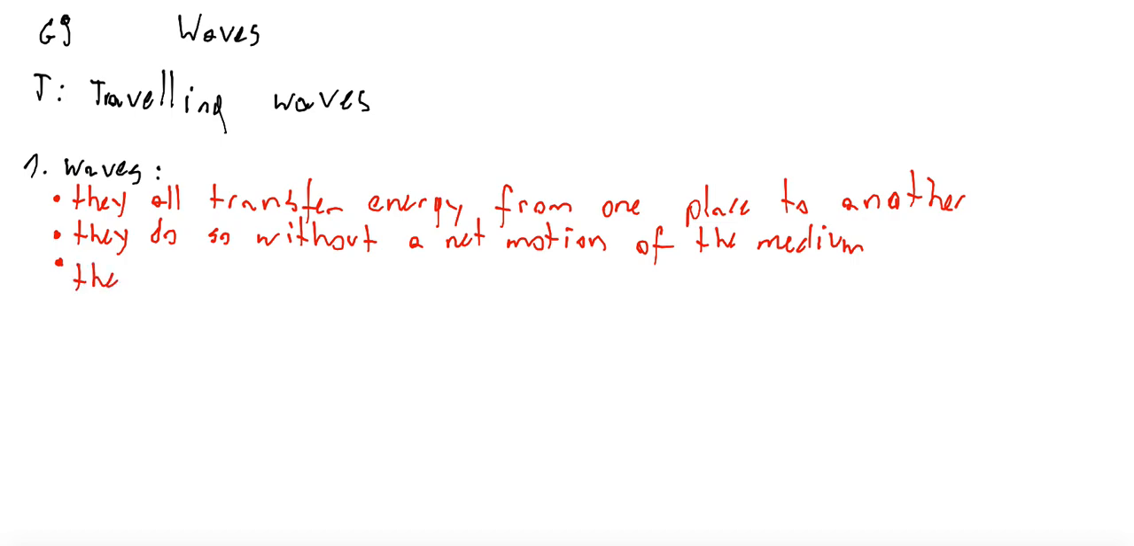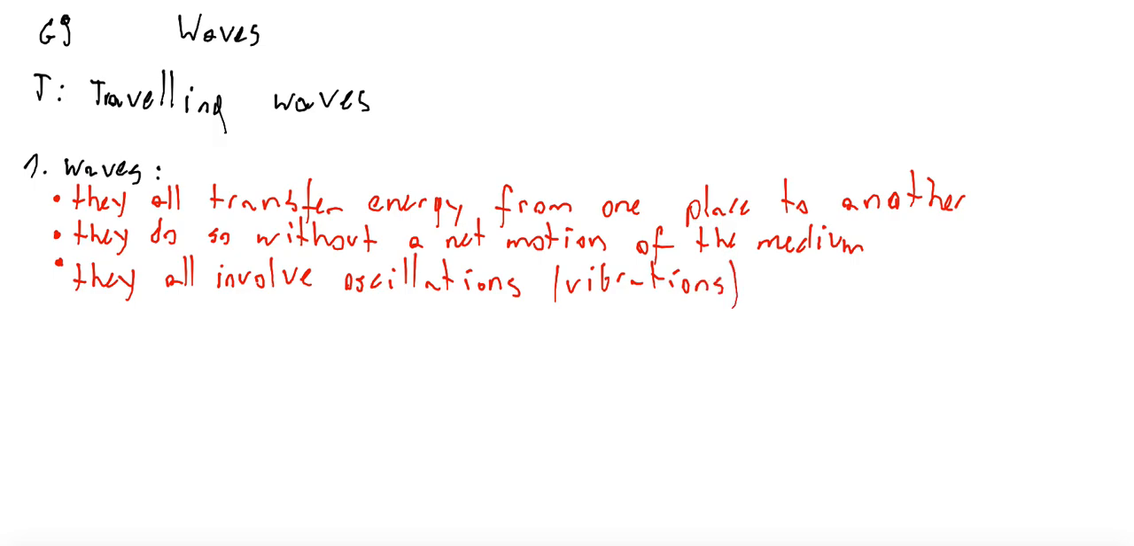And of course, there is a third very, very important property. They all involve what? Oscillations or vibrations. So oscillations or vibrations are related with waves. Again, waves transfer energy from one place to another without net motion of the medium, and they all involve oscillations or vibrations.